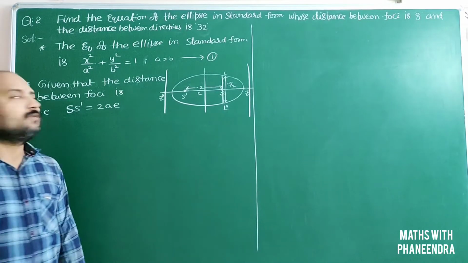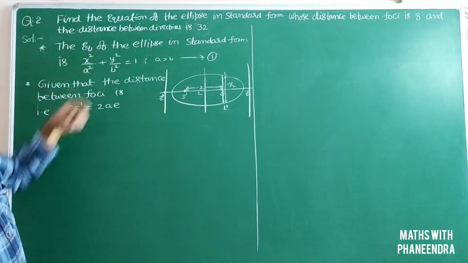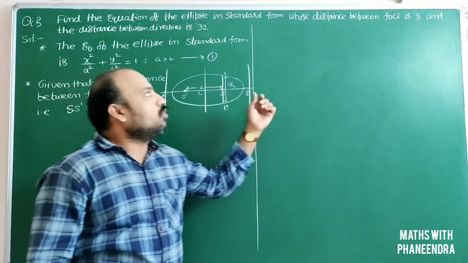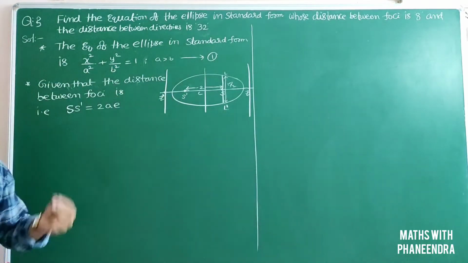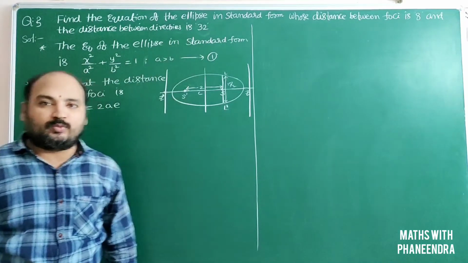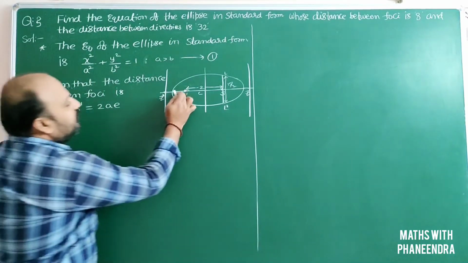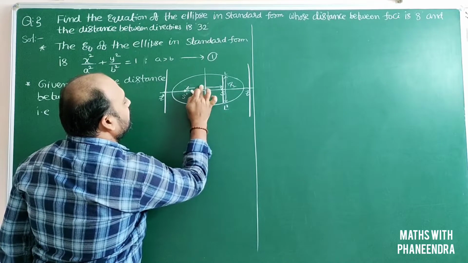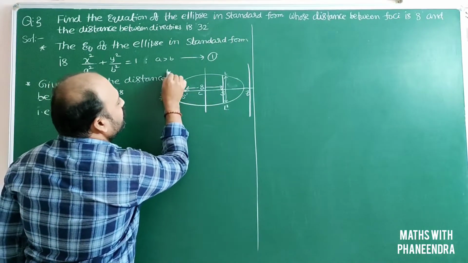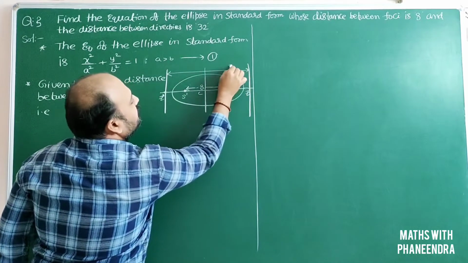The next question. Find the equation of the ellipse in the standard form whose distance between foci is 8 and the distance between directrices is 32. So the distance between foci is 8, and the distance between directrices, from here to here, z dash, is 32.